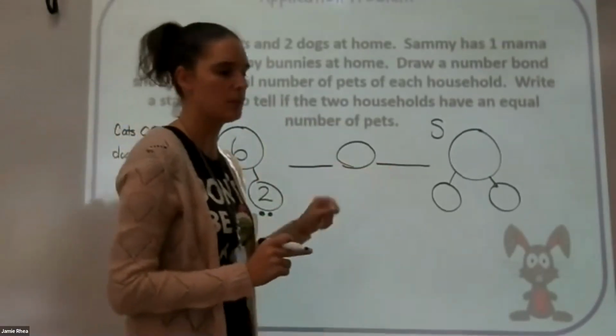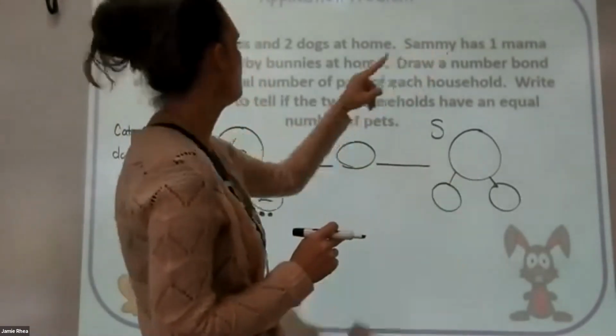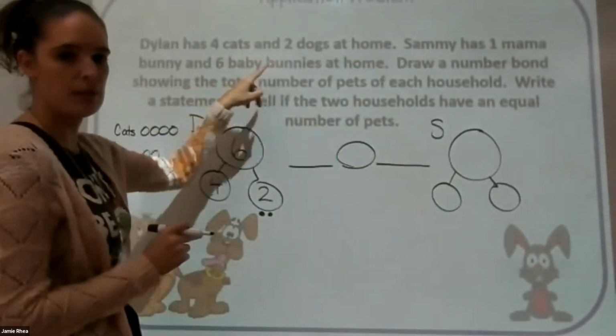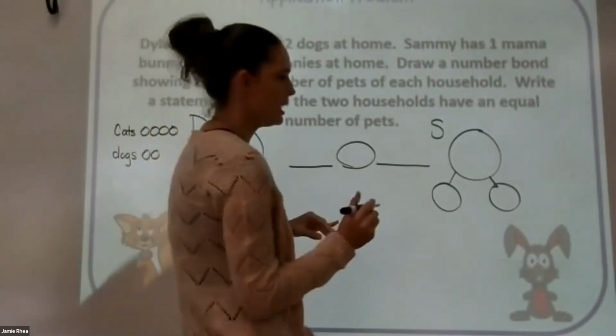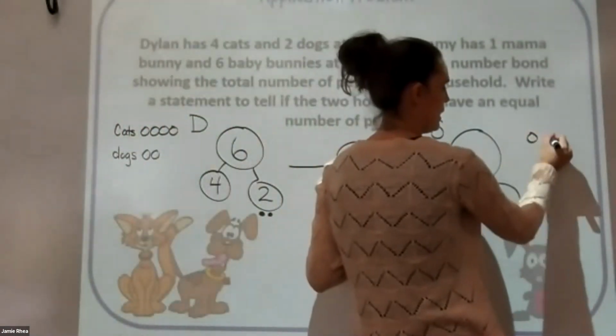So now let's go over here to Sammy and see if we can find the clues to help us solve Sammy's number bond. Sammy has 1 mama bunny and 6 baby bunnies. How many mama bunnies did she have? 1. I'm gonna put mom.